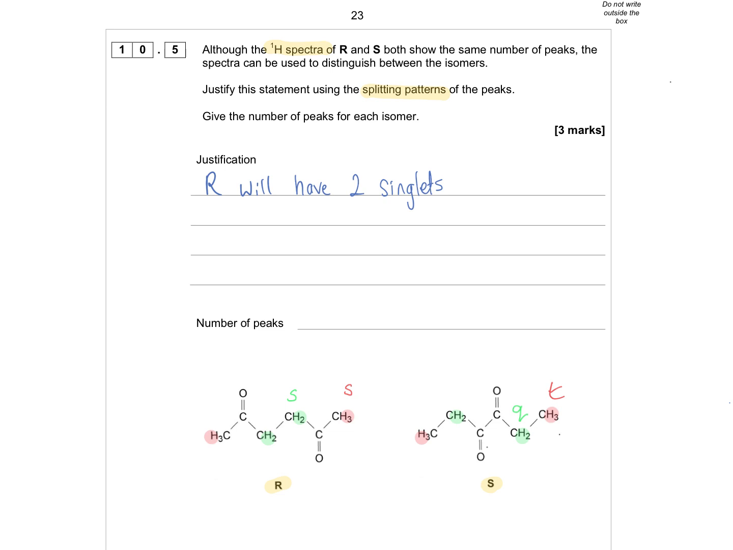So writing that up then, R will have two singlets. If you wanted to get into it, you'd say they would be in a ratio of 3 to 2. S will have a quartet and a triplet, or a triplet and a quartet. The difference being the carbonyl in R gets in between the CH3 and the CH2, so they can't be neighbours, they can't do any splitting. Number of peaks: because of the symmetry, both molecules will have two peaks.